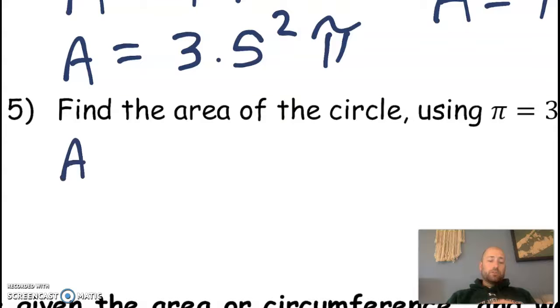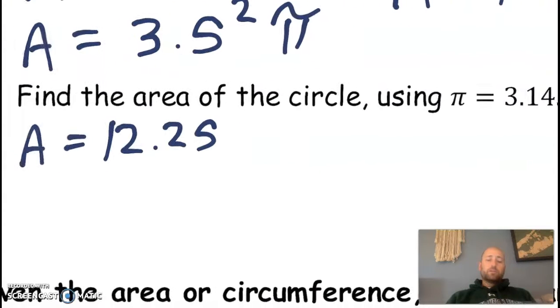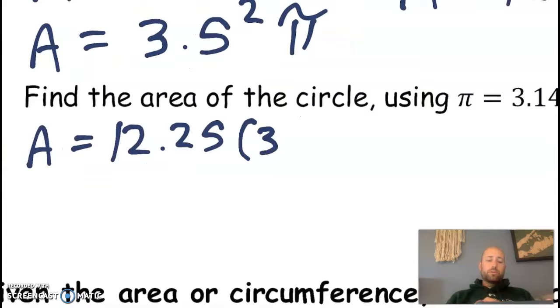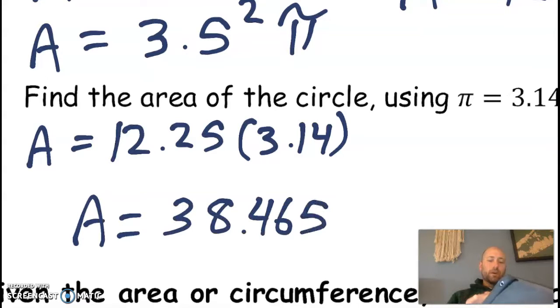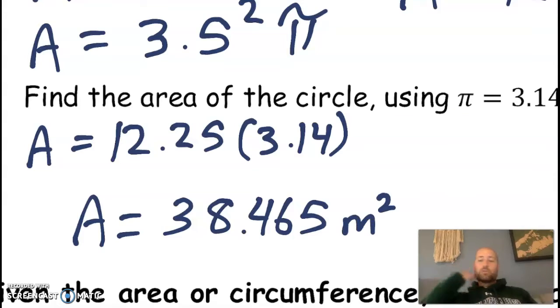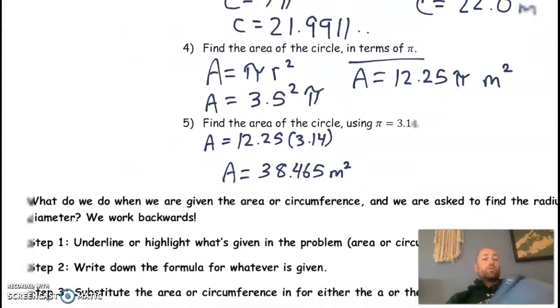So this one says 12.25. It says use 3.14 instead of pi. So instead of where there was a pi, I'm going to put 3.14. Again, go into my calculator. Times 3.14 is 38.465. So the area is equal to 38.465. We are at meters squared, always squared, because that's what area is.